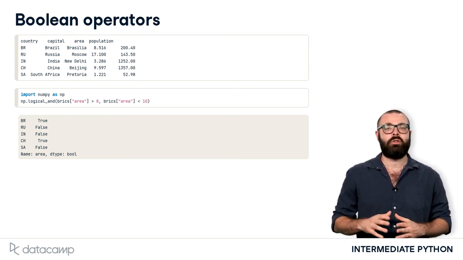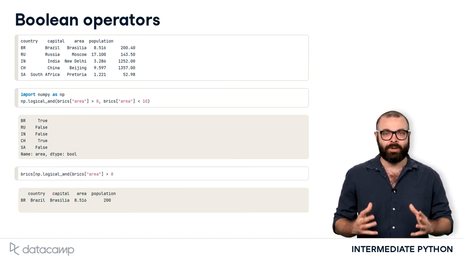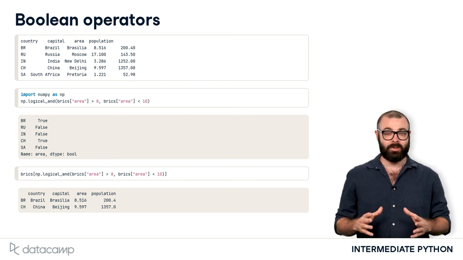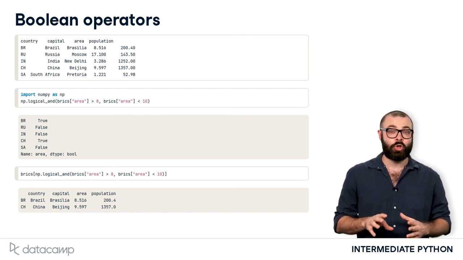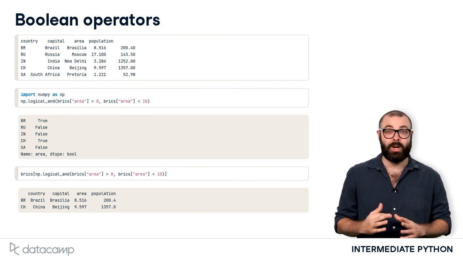The only thing left to do is placing this code inside square brackets to subset bricks appropriately. This time, only Brazil and China are included. Russia has an area of 17 million square kilometers, which doesn't meet the conditions.